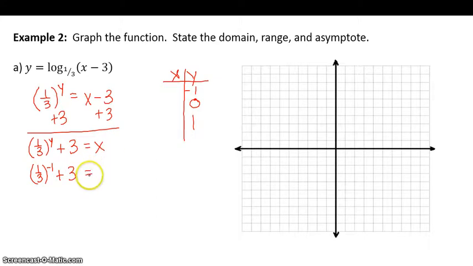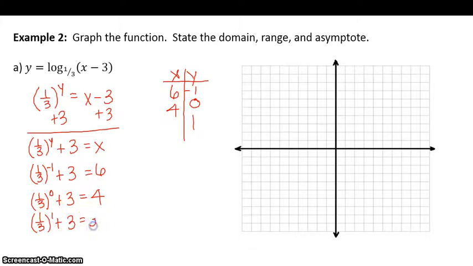and you can go ahead and type this in if you need to, but 1/3 to the -1 power is going to be 3, plus 3 is 6. So 6 goes here. Now I'm going to plug in 0 for the y. So 1/3 to the 0 power plus 3. Well, the 0 power is going to be 1, plus 3 will be 4. And then I plug 1 in for the y, so 1/3 to the first power plus 3. And that's going to be 3 1/3.